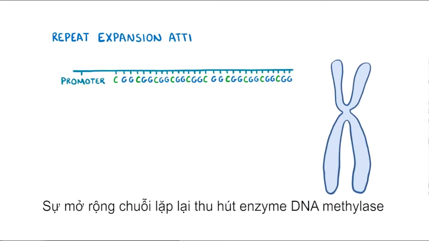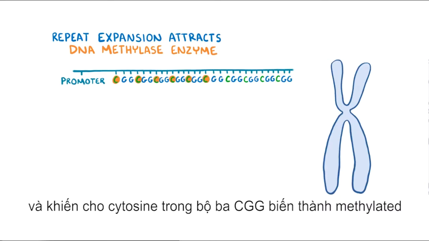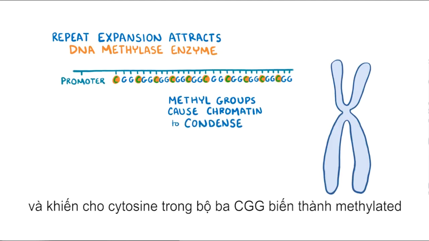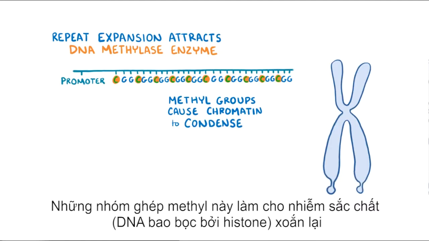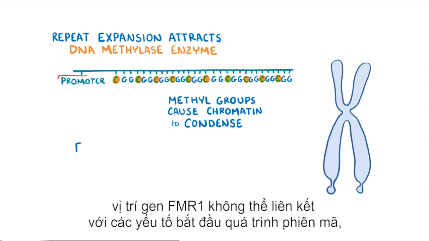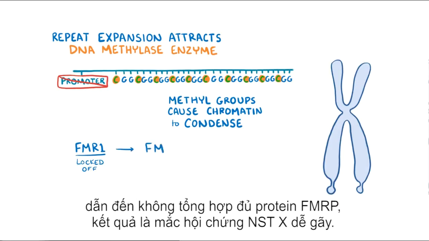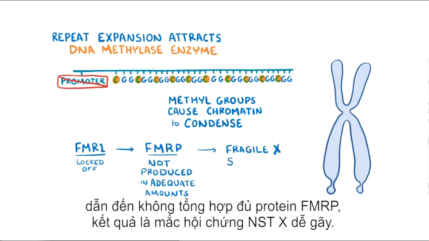The repeat expansion attracts a DNA methylase enzyme to the site and causes the cytosines in the CGG repeats to become methylated. These bulky methyl groups cause the chromatin, which is DNA wrapped around histones, to condense. When it's in a condensed form, regions of the FMR1 gene can't be bound by transcription factors. As a result, the promoter of the FMR1 gene is locked in the off state, so its product, FMRP, can't be made in adequate amounts, and that leads to Fragile X syndrome.